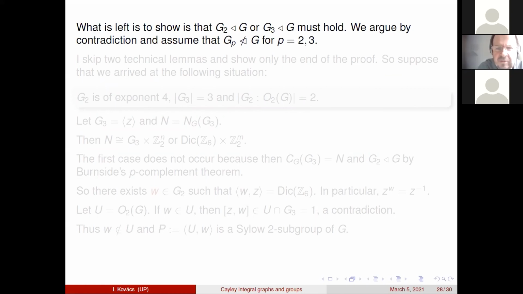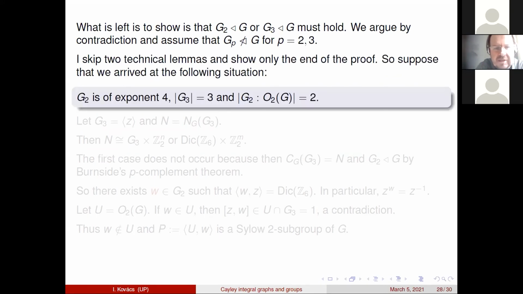And that was the tricky part. And we argue by contradiction. I assume that this is not the case. So I will skip two lemmas, which are quite technical, and I don't want to show them here. But I will just go to the end of the proof. So after these two lemmas, we can assume that we arrived in the following situation.